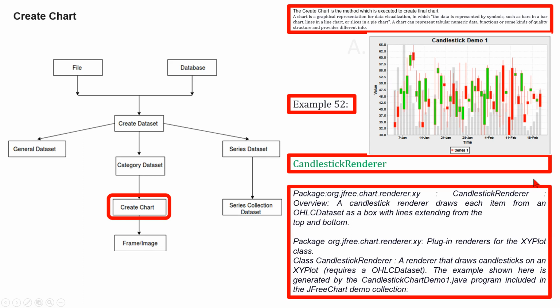Candlestick charts are typically used to display financial data. The box represents the open and closing prices, while the lines indicate the high and low prices for a trading period, often one day. The renderer is designed for use with the XY plot class. This is a sample chart here.